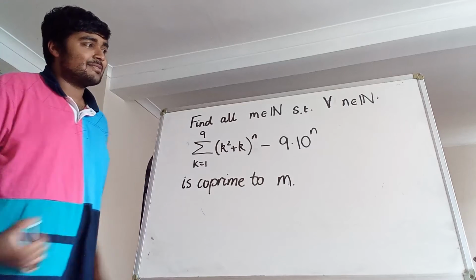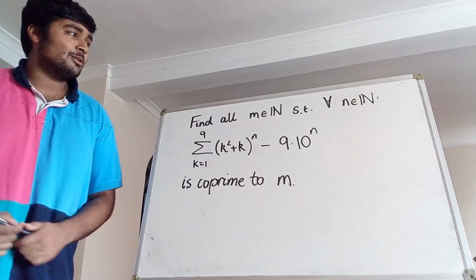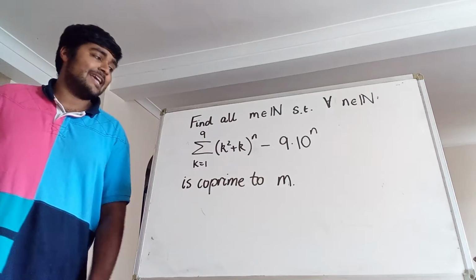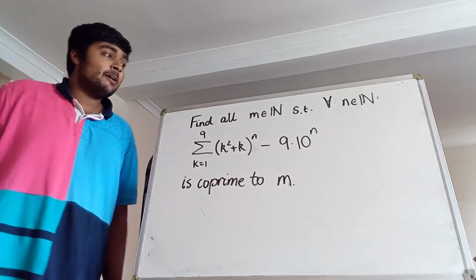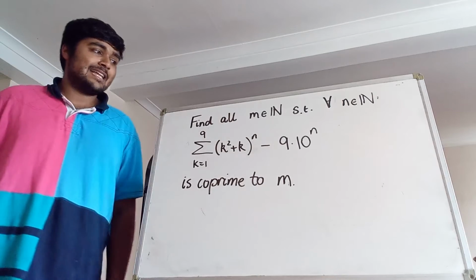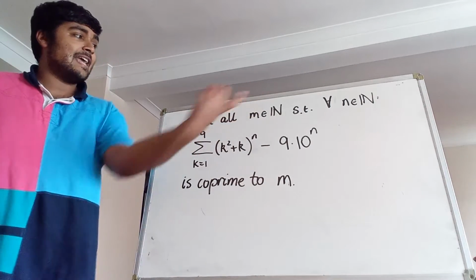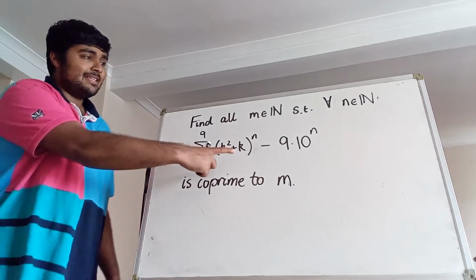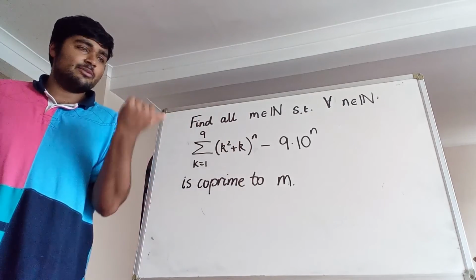This is the problem we have today. We want to find all positive integers m such that for any positive integer n, this expression here, which is the sum from k equals 1 to 9 of k squared plus k raised to the power of n, minus 9 times 10 to the n, is coprime to m. So in other words, we want to find all positive integers m such that no matter which positive integer n we choose, this expression here, evaluated at that value of n, is coprime to m.